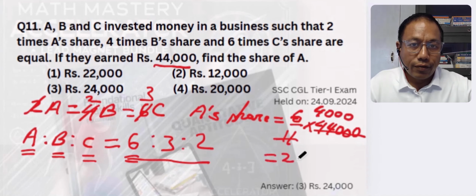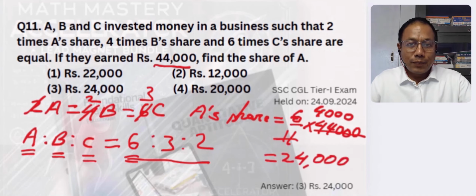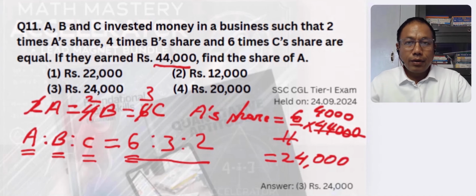4 24 with zeros. The share is 24,000. Can you understand? I shared this formula in the previous section. Watch the previous video. You'll get this formula.